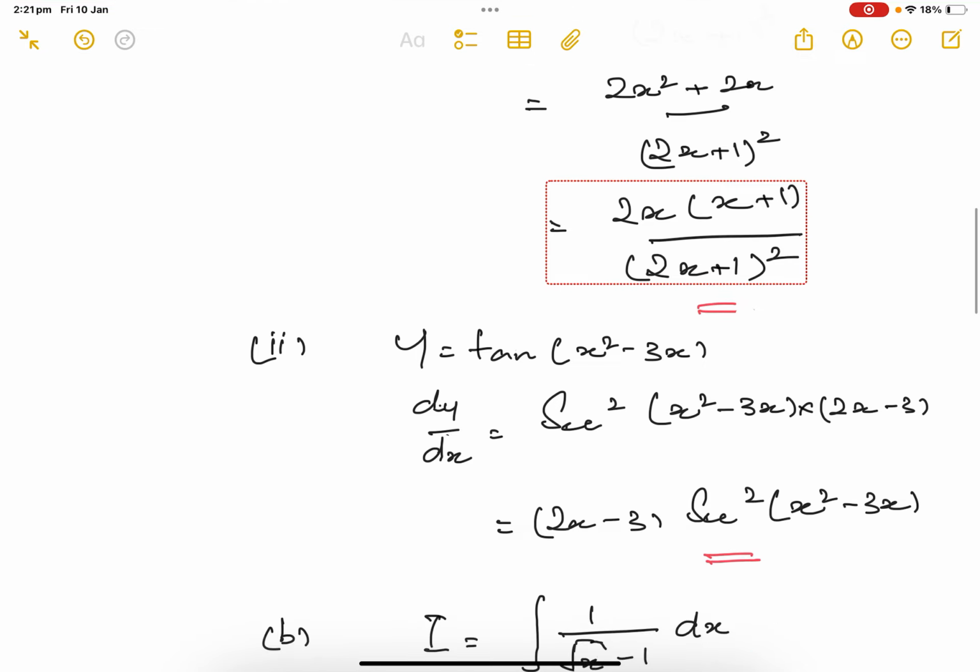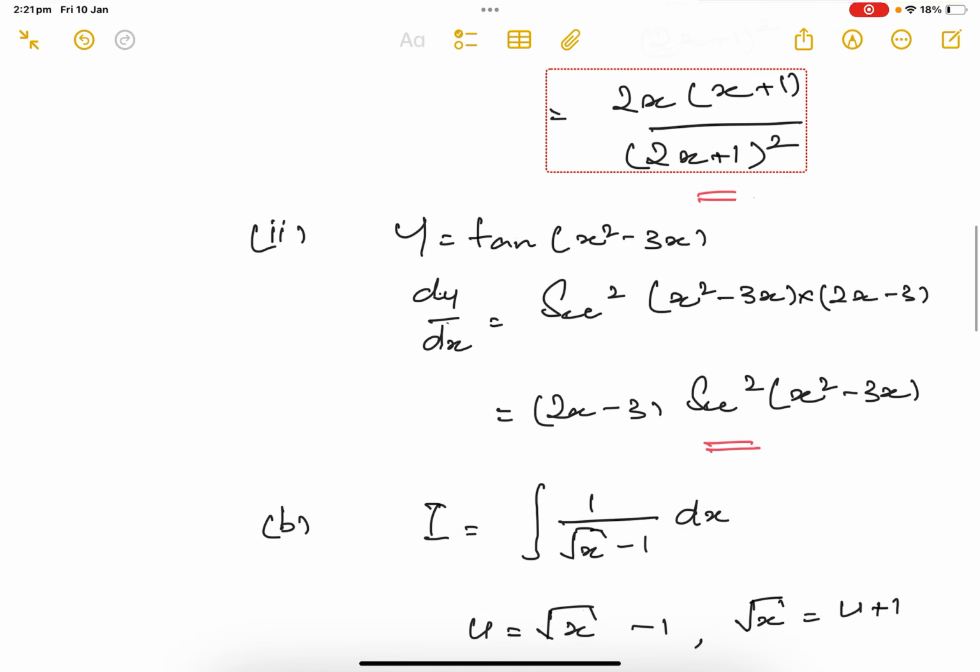The second part, y equals tan of x squared minus 3x. Simply, we should know the differentiation of tan is sec squared. That's the fundamental concept of trigonometric differentiation when the function is tan. So dy over dx equals sec squared of x squared minus 3x.